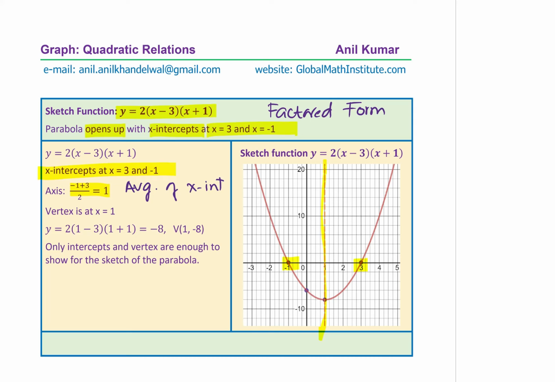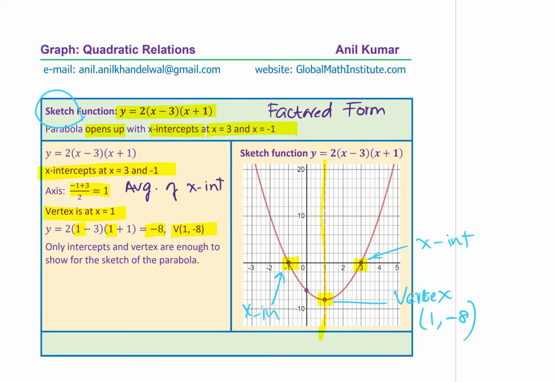Now on this axis lies the vertex. So the vertex is somewhere at x equals 1. Substitute the value x equals 1 in the given equation and you'll find the value of y, and that gives you the vertex, which is (1, minus 8), right? So we can write the vertex is now at V(1, minus 8). Correct. So we have the vertex. We already know the x-intercepts. These values are known to us from the equation itself. So we have a rough sketch of this.